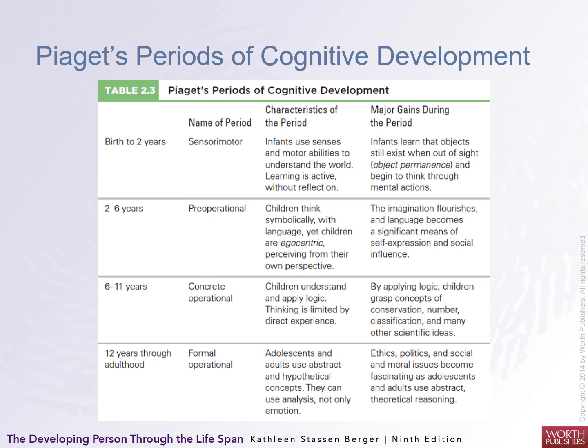Concrete operations stage between 6 and 11, where kids understand and start applying logic, although initially it's difficult. They become better and better as they go. And beyond 12 years into adulthood, called formal operations, where adolescents have deep thoughts. They use abstract and hypothetical concepts, hopefully, and they begin to analyze things. There's even another stage called post-formal thinking, but that wasn't Piagetian.